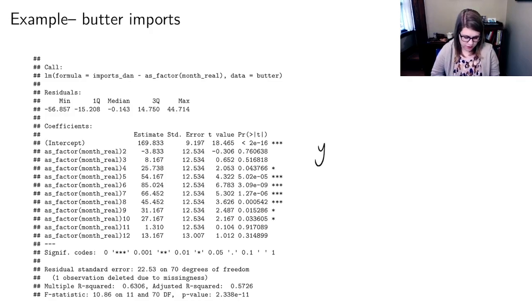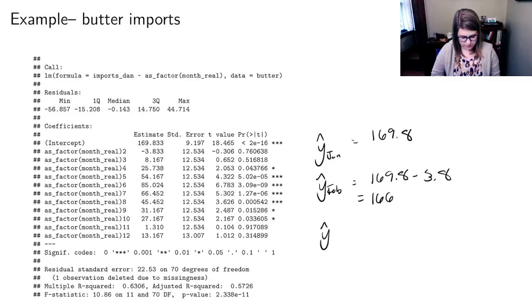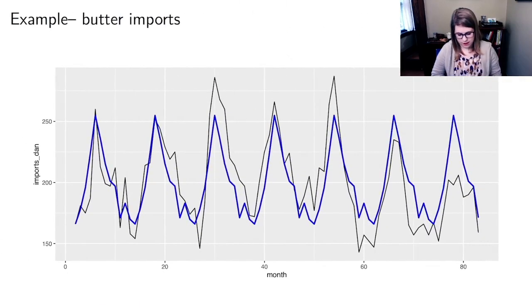So we could have our y hat for January, which would just be 169.8. We could have our y hat for February. That would be 169.8 minus 3.8, which would be 166. We could have our y hat for March, which would be 169.8 plus 8, which is 177.8, etc. So let's think about how that model would look.